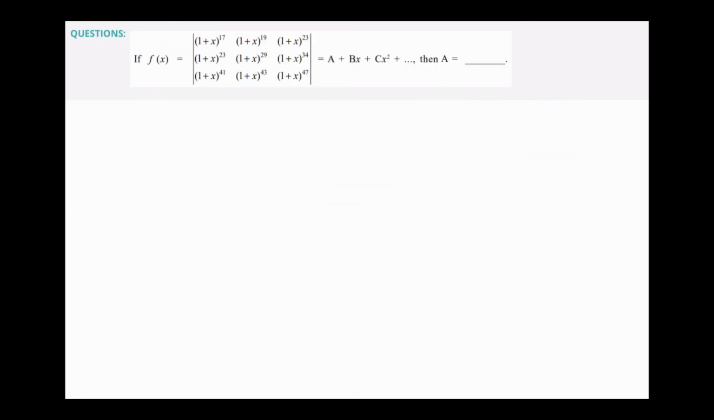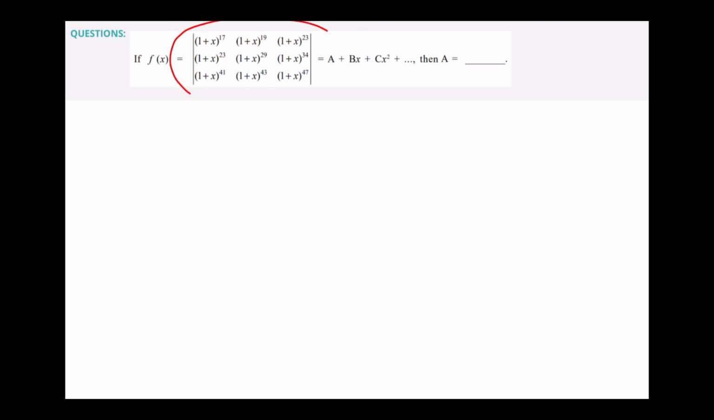So the moment you see this question, you'll be like, sir, it's a very difficult question. We have so many powers, and then that whole determinant value is equal to a plus bx plus cx square, and it keeps going on. So it is a troublesome question. But it is nothing like that. So what do you have to do?